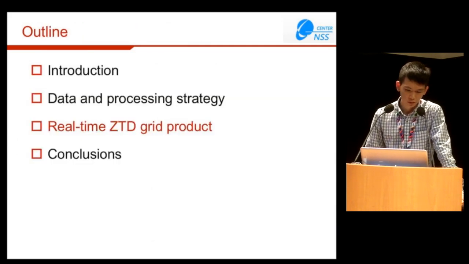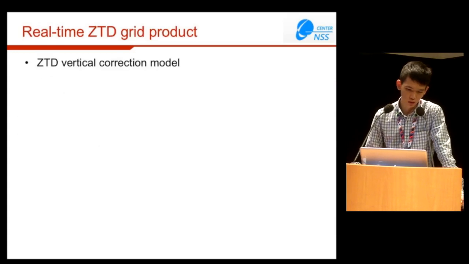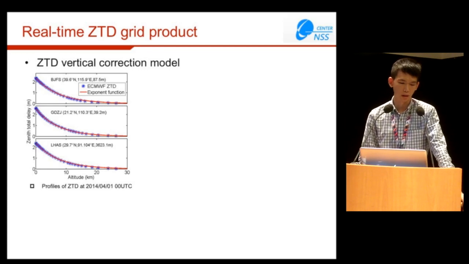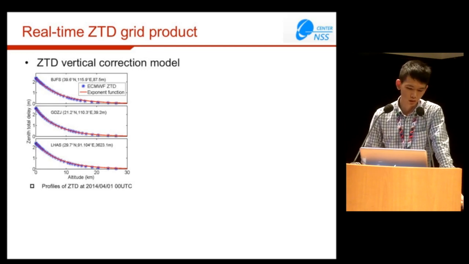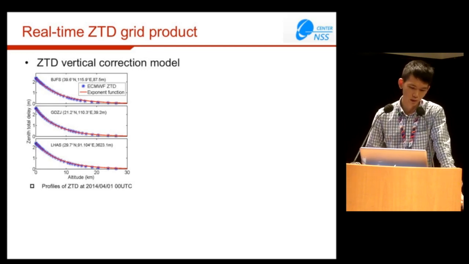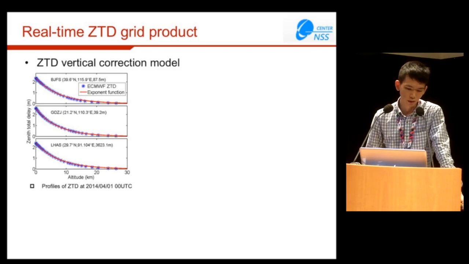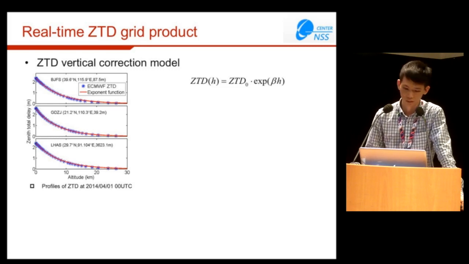As mentioned before, before we generate the real-time ZTD grid product, we need to develop a ZTD vertical correction model first. And this figure gives ZTD profiles at 3 stations from reanalysis. And we can find the ZTD roughly changes exponentially with altitude. So we decide to use this equation to fit the ZTD profiles.